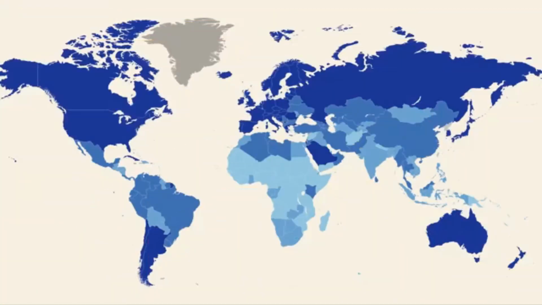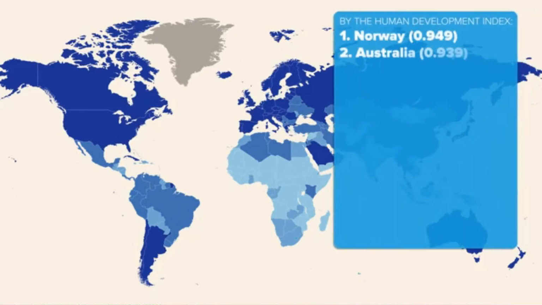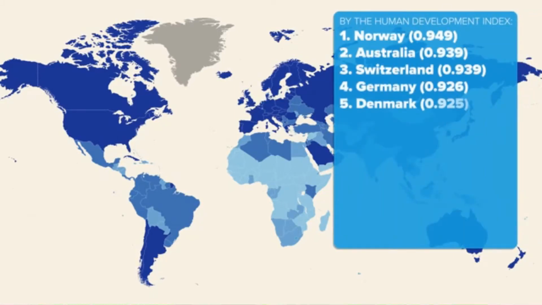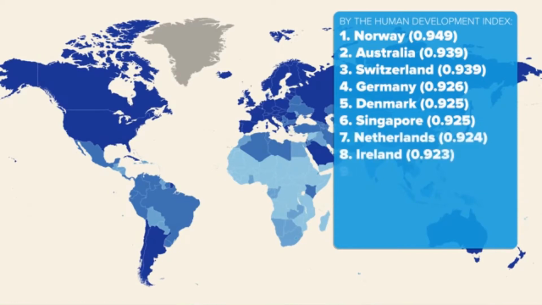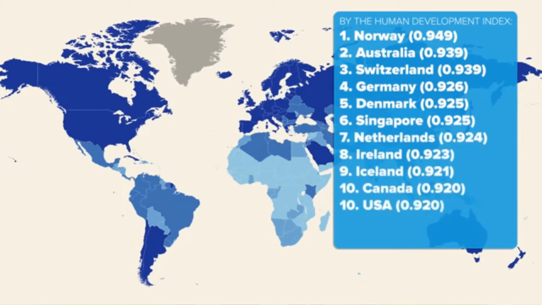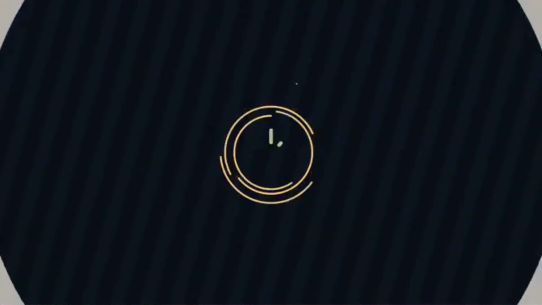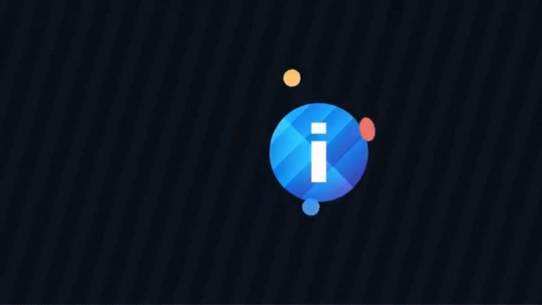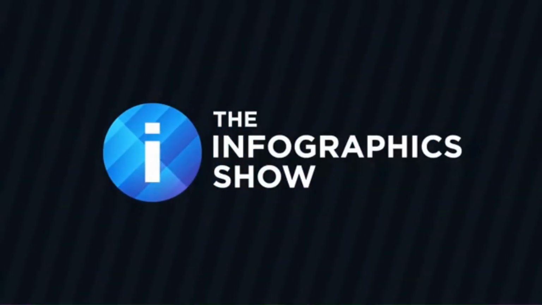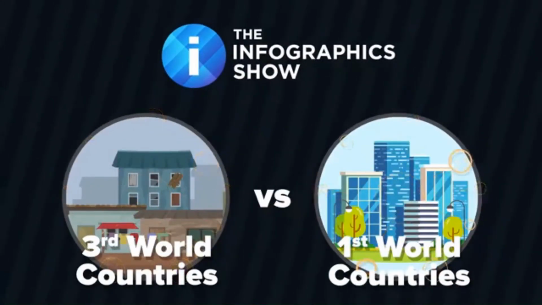If we look at today's Human Development Index, the top 10 countries in order are Norway, Australia, Switzerland, Germany, Denmark, Singapore, the Netherlands, Ireland, Iceland, Canada, and 10th, believe it or not, is the USA. The UK, which was once in first place, now stands in 16th place. Today we'll look at why. In this episode of the Infographic Show, third world versus first world countries, what's the difference?